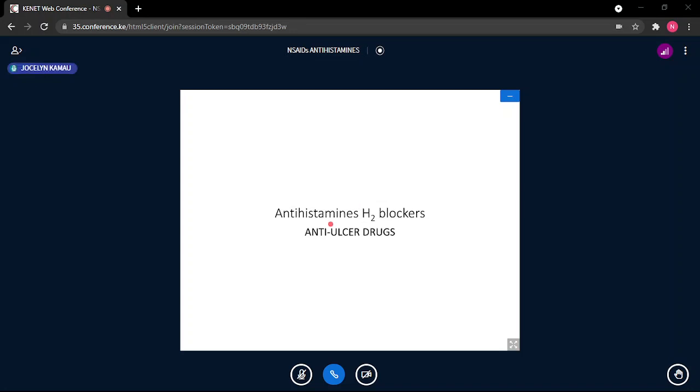Now we want to look at the other class. We normally don't call them antihistamines. We actually just call them H2. They aren't actually antihistamines, but basically when somebody talks about an antihistamine, you think of the anti-allergy agents. So these H2 blockers are also antihistamines because they block the H2 receptor, which is also a histamine receptor, of course, to bring completely different effects.